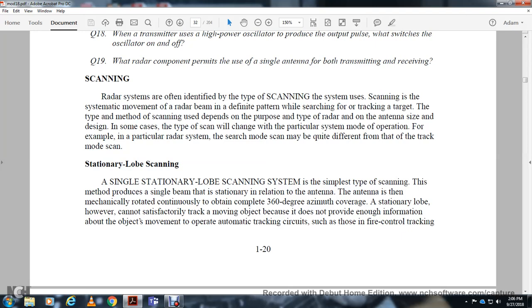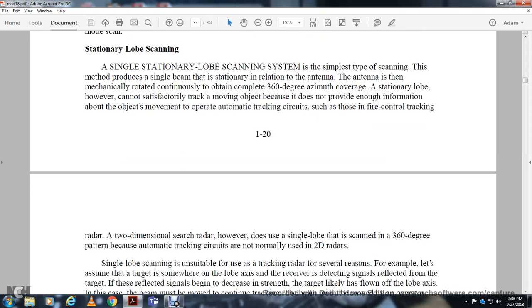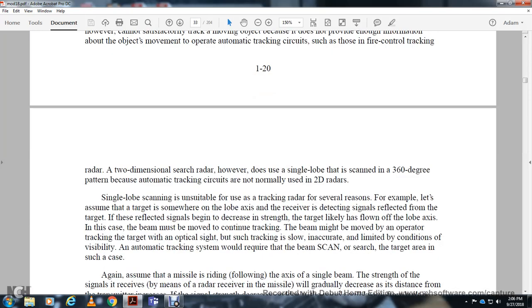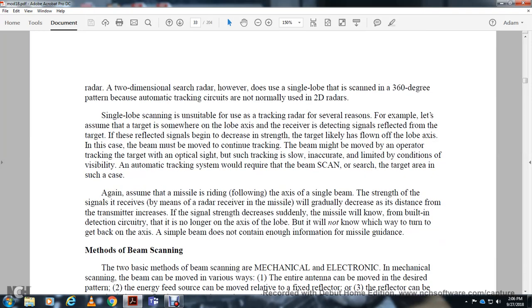Stationary lobe scanning. The single stationary lobe scanning system is the simplest type of scanning, a method that produces a single beam in a stationary relationship to the antenna. The antenna is then mechanically rotated continuously to obtain complete 360-degree azimuth coverage with the stationary lobe. However, it cannot satisfactorily track a moving object because it does not provide enough information about the object's movement to operate an automatic tracking circuit such as a fire control track. In two-dimensional search radars, a single lobe with a standard 360-degree pattern is used, and the automatic tracking circuits are not usually found in 2D radars.